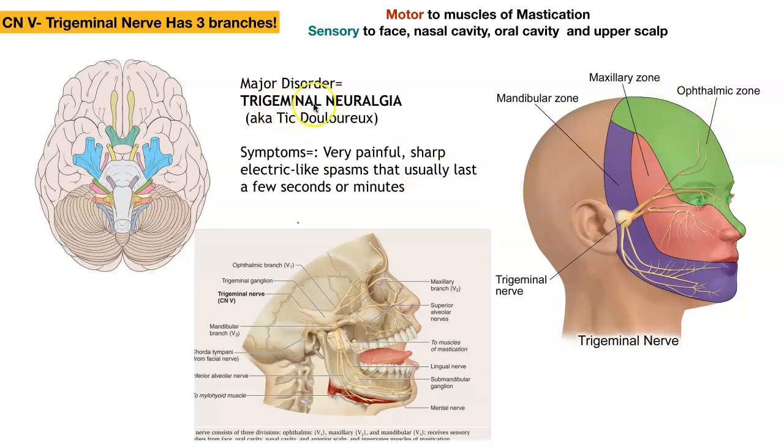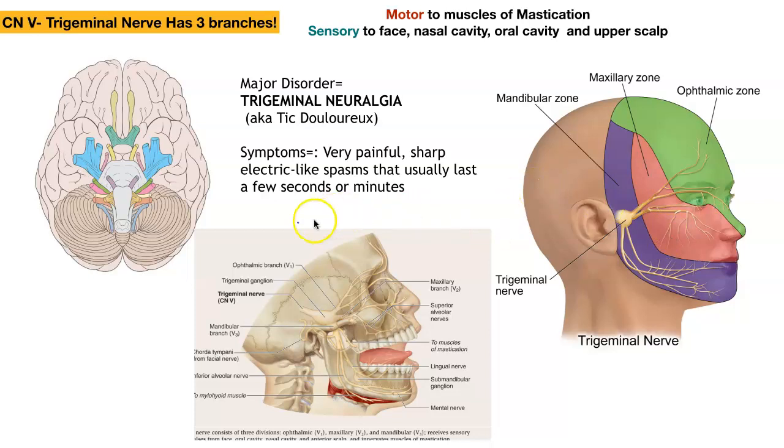So trigeminal neuralgia is a major clinical disorder. Some people call it tic douloureux. The symptoms are very painful, sharp, electric-like spasms of the muscles in this area. It's very, very painful. So this is showing you the 3 branches and where they go on the face. And this is just showing you going to the muscles of mastication. So trigeminal nerve, huge. It's both motor to the muscles of mastication and sensory. This is all sensory here.